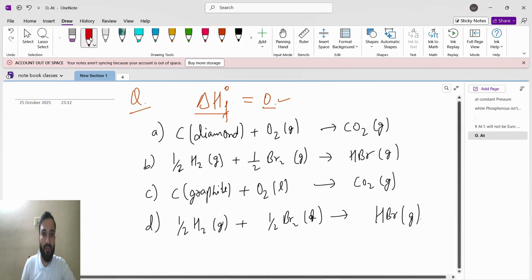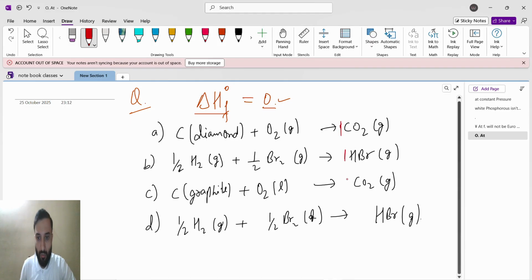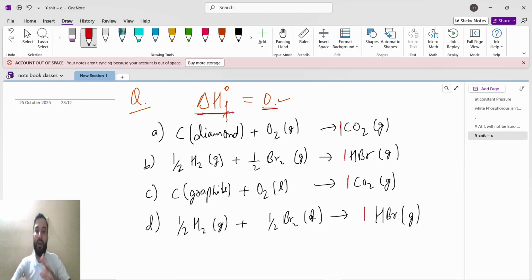So first of all, what we will see, guys, first of all we have to know that it is 1 mole, 1 mole, 1 mole, 1 mole. All are valid till here, 1 mole, because standard means 1 mole. Now we have to see which of the following equations gives this delta HF naught, which means the standard enthalpy of formation. Who will give the standard enthalpy of formation? Who is available in its standard state of element?